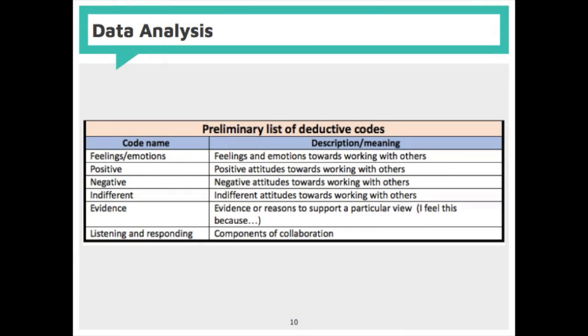For data analysis, we will be using the following code names. Codename feelings and emotions: feelings and emotions towards working with others. Codename positive: positive attitudes towards working with others. Codename negative: negative attitude towards working with others. Codename indifferent: indifferent attitudes towards working with others. Codename evidence: evidence or reasons to support a particular view, such as "I feel this because." Codename listening and responding: components of collaboration.